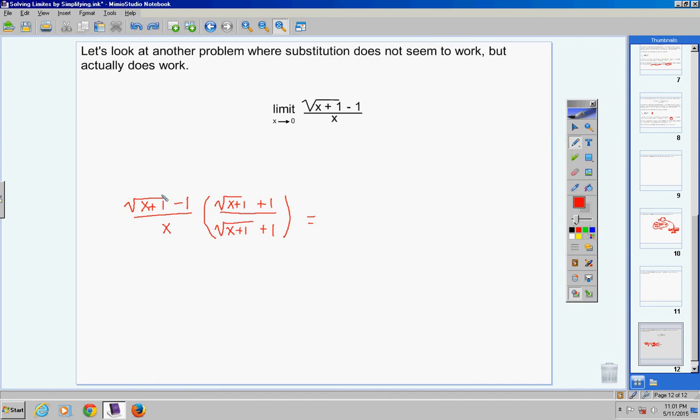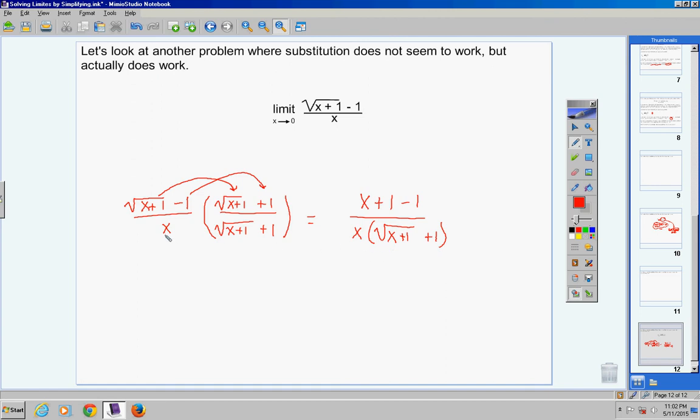So take the first term times the first term. Well, the square root of x plus 1 times the square root of x plus 1 is just x plus 1. Negative 1 times positive 1 is just negative 1. Easy enough. Now, take your x and multiply it through the parentheses. So x times this radical would be x. I'm going to write it like this, and you'll see why in a second. I'm going to go ahead and put x, parentheses, square root of x plus 1, plus 1. That's how I'm going to write it.